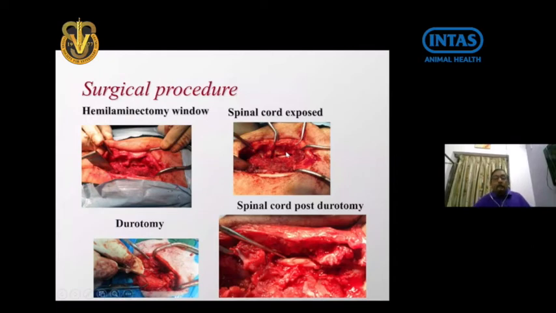Now, if your animal is without deep pain, I want to check if your spinal cord is fine. I will do something called a durotomy. How will I do a durotomy? I'll take a sterile hypodermic needle, bend it a little bit like a hook, and open the dura to see the appearance of the spinal cord.